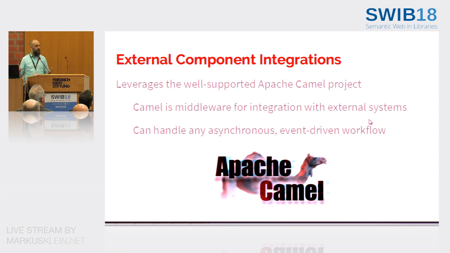And I mentioned integration patterns. So we use a project from the Apache Foundation called Camel. It's quite useful. I won't go into a lot of detail about Camel, but it basically is middleware for handling asynchronous workflows. And this is what we use to receive the messages that Fedora emits and do useful things.